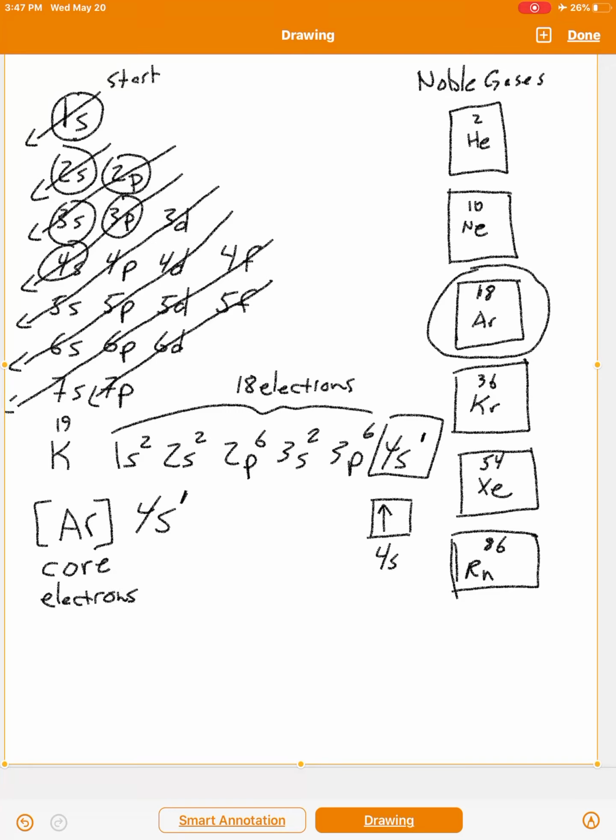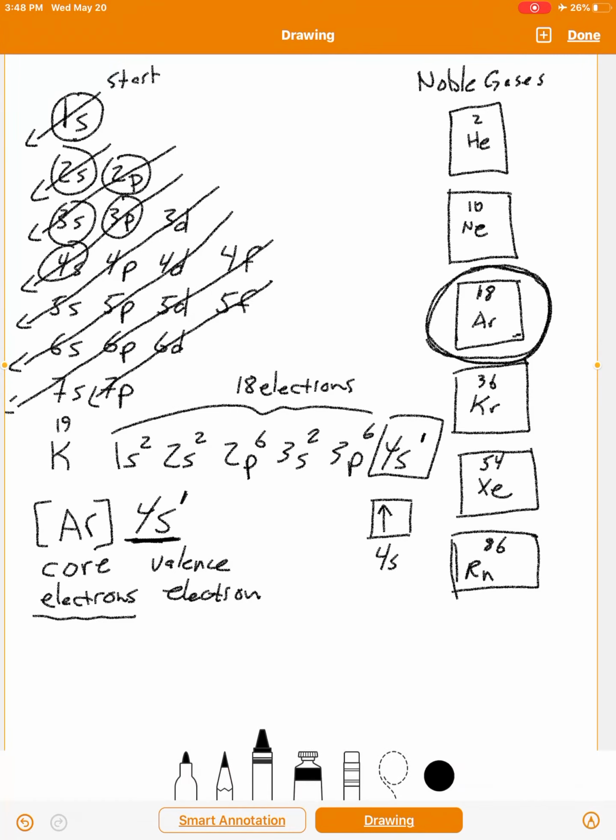All of those electrons have an n value, meaning a principal quantum number value, that is less than this electron, right? This electron is in the fourth shell, not first, second, or third, but fourth. So if it's in the fourth shell, we're going to call it a valence electron. So core electrons are the electrons that are in the noble gas configuration preceding the element that you're interested in. And then the valence electron, or electrons, if there's more than one, are the electrons that are outside, beyond that noble gas configuration. So let me show you another example.